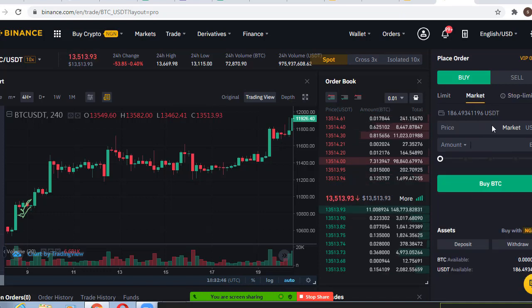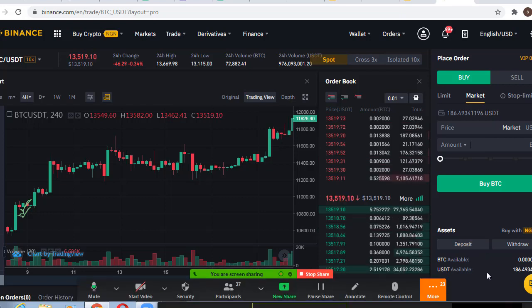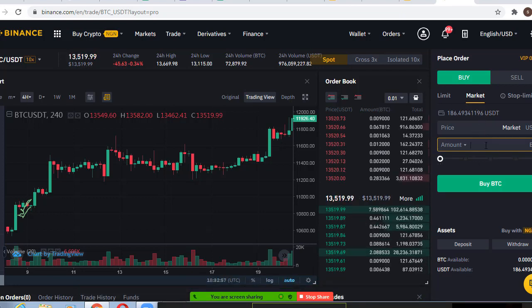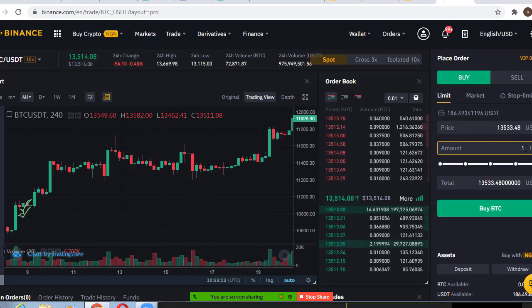Now, if I want to buy BTC, as you can see, I have 186 USDT in my balance. So let's say I want to buy BTC instantly, at market price. So I will just type the quantity of BTC I need. This is 0.000006. Okay, if I type this and I place buy, it will execute instantly. Okay, now limit order.